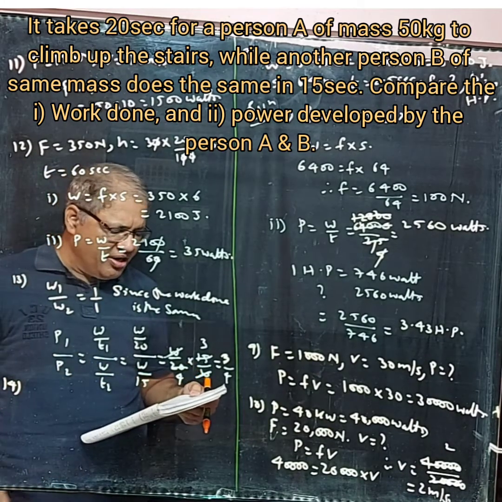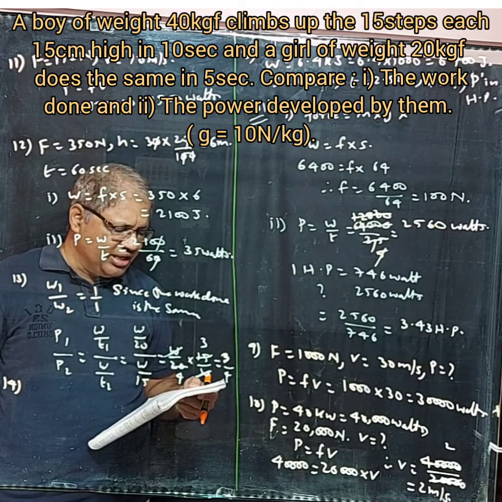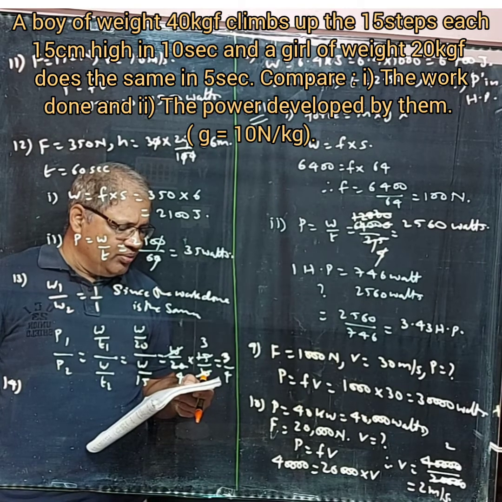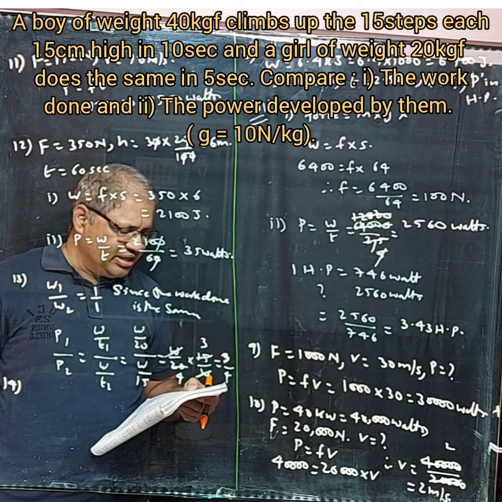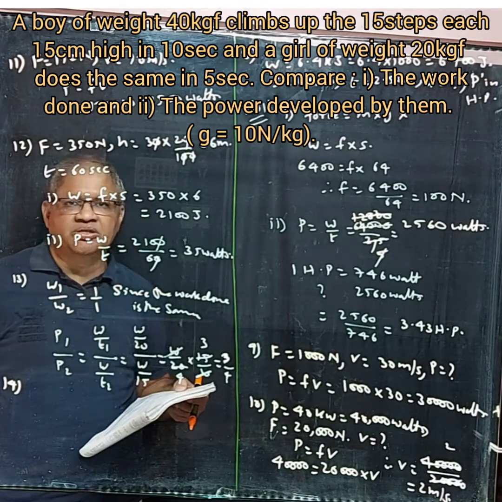A boy of weight 40 kgf climbs up 15 steps each of 15 centimeter high in 10 seconds, and a girl of weight 20 kgf does the same in 5 seconds. Compare the work done, power developed by them. Gravity is given by 10 meter per second square.